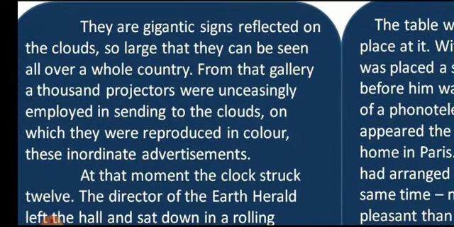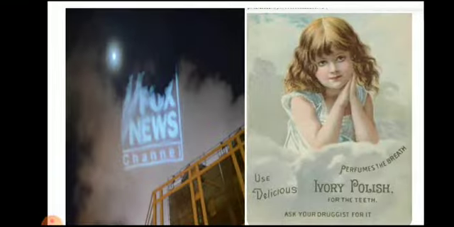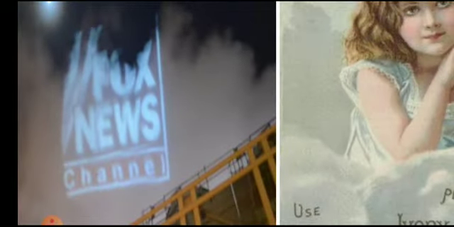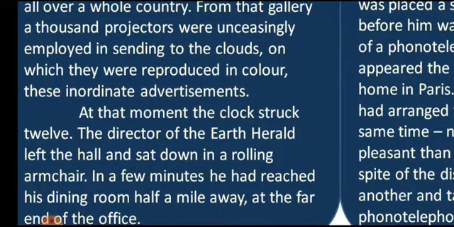They are gigantic signs. What is gigantic? Gigantic: very big. Reflected on the clouds, so large that they can be seen all over a country. So now you can see where the advertisements are displayed. They are displayed on the clouds. They were continuously projected. They are continuously operated, sending the advertisements to the clouds on which they were reproduced in color, and these inordinate advertisements. Inordinate: much greater than usual. So it will be unusually large in size so that the whole country could see this advertisement.